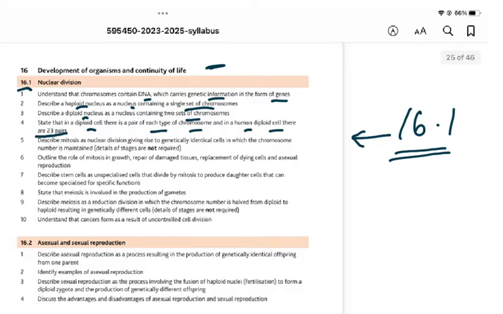Describe mitosis as nuclear division giving rise to genetically identical cells in which the chromosome number is maintained. Role of mitosis: growth, repair, replacement, asexual reproduction. Then describe stem cells. Then state that meiosis is involved in the production of gametes. Meiosis is a reduction division. Chromosome number is halved from diploid to haploid. Understand that cancers form as a result of uncontrolled cell division.